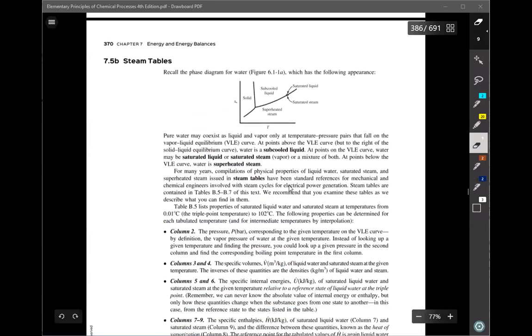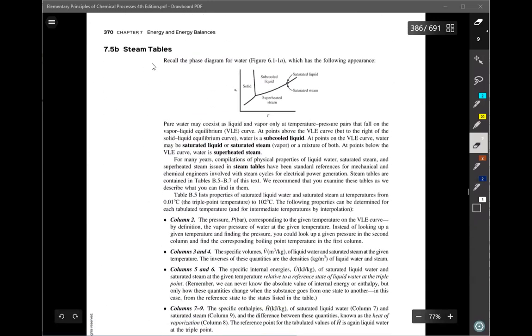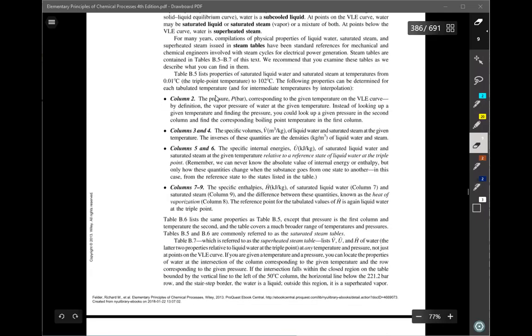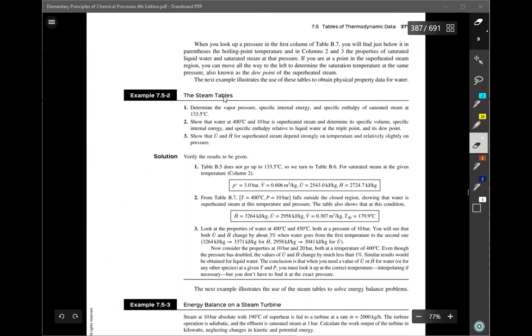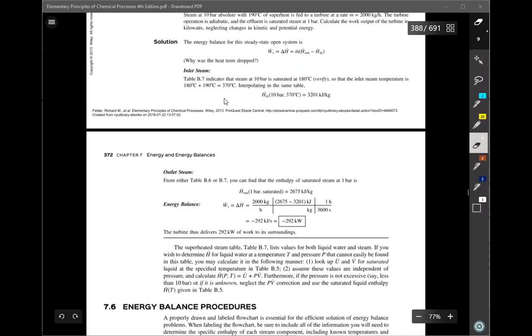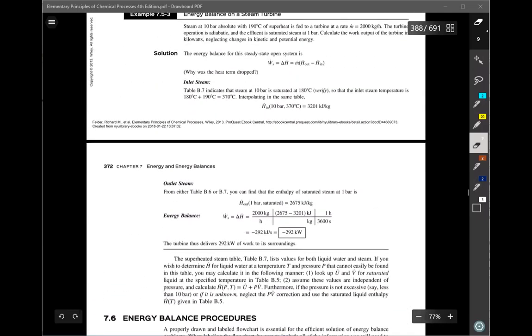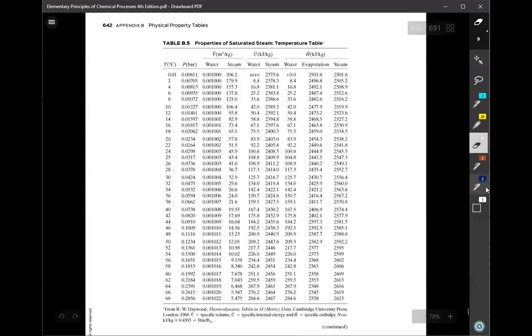All right, so let's go back down to the steam tables. There's a section on the steam table as well that I recommend that you read in more detail, but I will just skip straight to the steam table and show you how to use it. So here we are on table B5, and B5 is titled Properties of Saturated Steam, the temperature table. So the first thing to note is that table B5 is for saturated steam. Now, what does that mean? A few videos ago, I drew the following phase diagram for water.